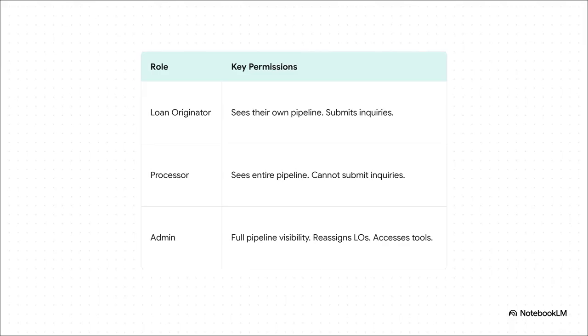Inside this system, your role pretty much defines your reality. So a loan originator, or an LO, has this really focused view. They can only see the deals they're working on. Makes sense. Then you have the processor. They can see the entire company pipeline, but they can't actually start new business.